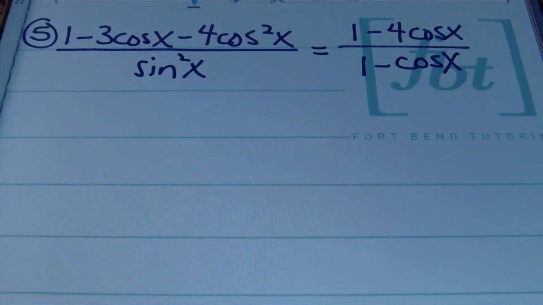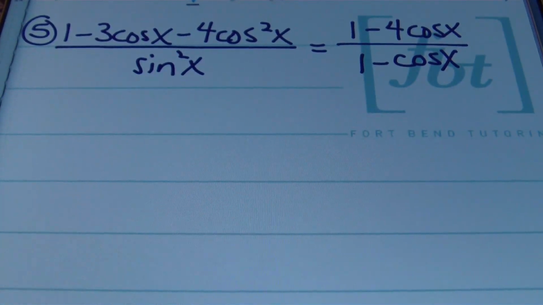Here it is. Getting it in view just for you. So now we have in problem number 5, 1 minus 3 cosine x minus 4 cosine squared x, divided by sine squared x, and this is supposed to equal 1 minus 4 cosine x divided by 1 minus cosine x.